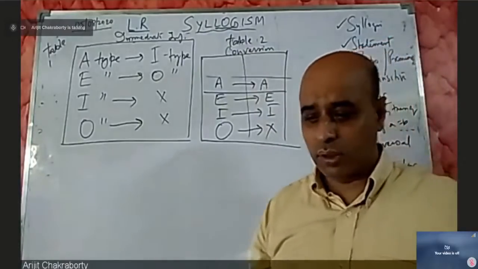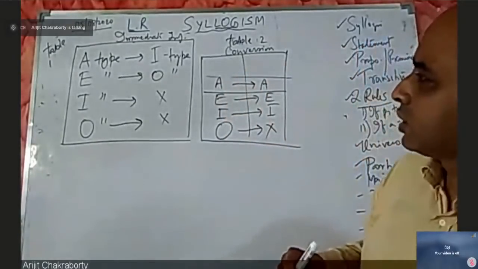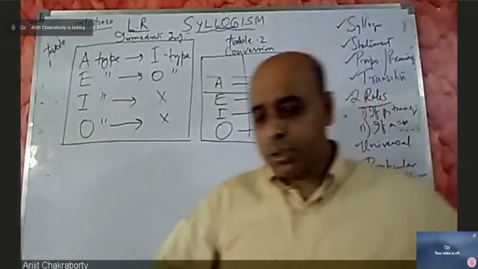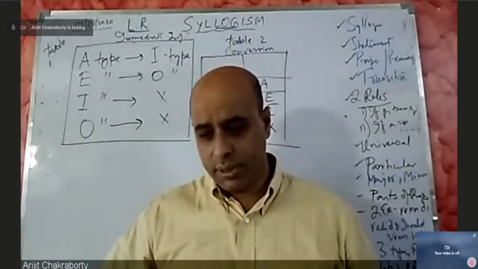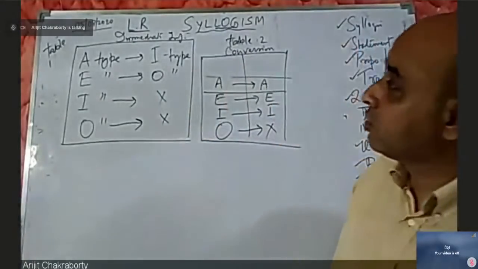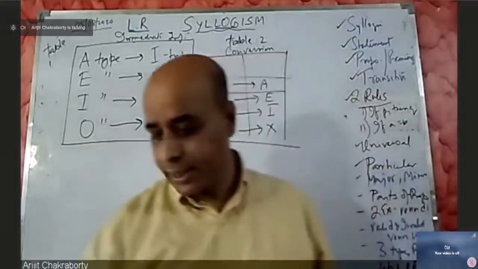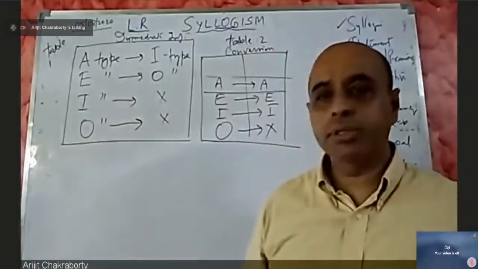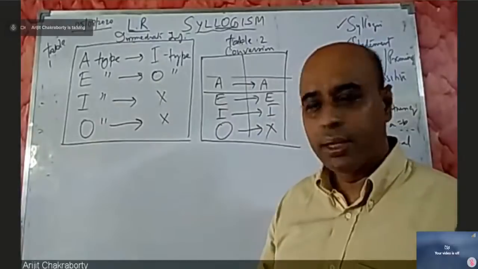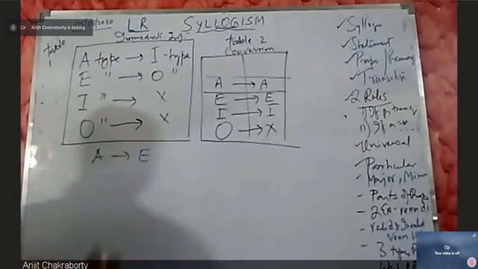What will happen? All students are studious. We can convert this into some students are studious. So it can be converted into I type also. A to I can be done. All students are studious can be converted to some students are studious. So we can give this as an example of A type to I type.